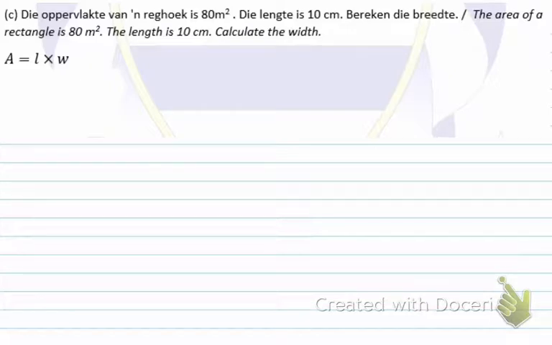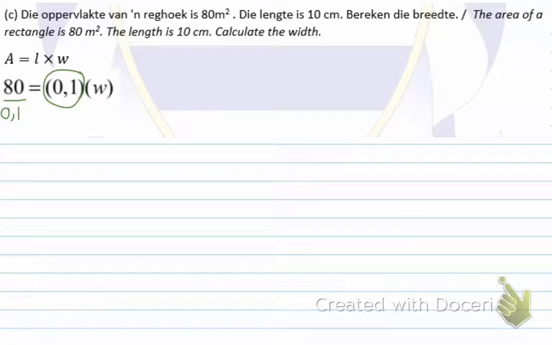The area is 80 square meters, so I replace the A with 80, and the length we just worked out is 0,1 meters. So you substitute that into your formula. Now we have to get rid of this 0,1 which is on the right-hand side. To do that, I divide with 0,1 on the left-hand side. And that will give me an answer of 800 meters. So die breedte is dan 800 meter.